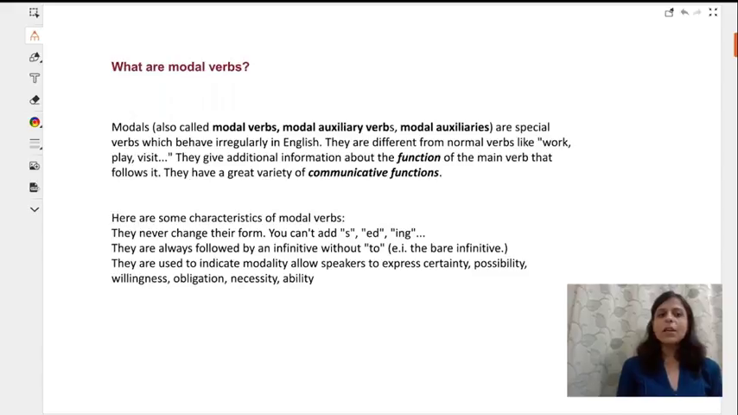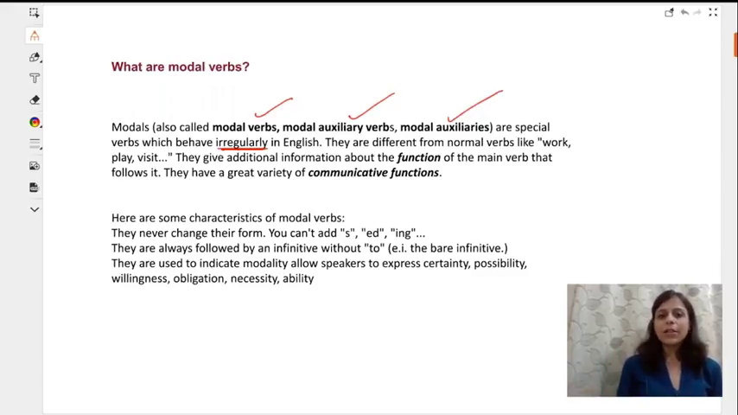So what are modal verbs? Modals are called modal verbs, modal auxiliary verbs, or modal auxiliaries. They are very special verbs which behave irregularly. Of course, you just saw a lot of the rules that they behave irregularly in English. Most of them don't fit into some tenses. If I have to frame a sentence in, let's say, past or future tense, you have the same modal which fits both of them, or most of them, or maybe all three. So these are some of the conditions that we're going to study in the coming lectures.